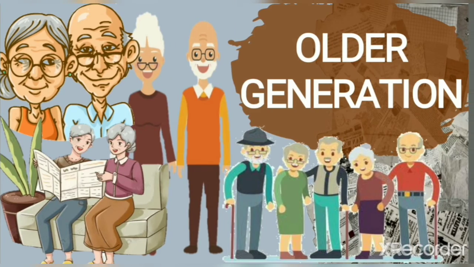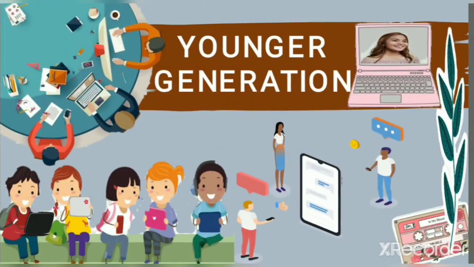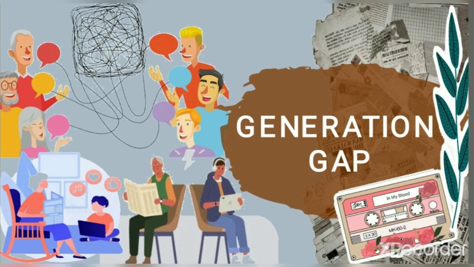The older generation and the younger generation. So the older generation often feels there is a generation gap between them and the younger generation, particularly in simple things like the manner of dressing, socializing, and more intimate relationships like friendship and marrying.